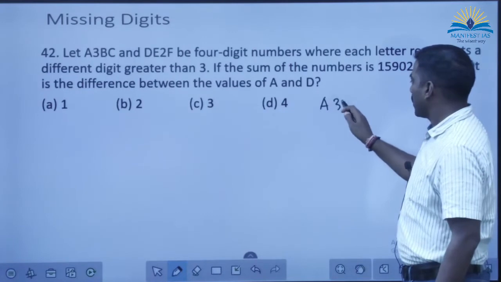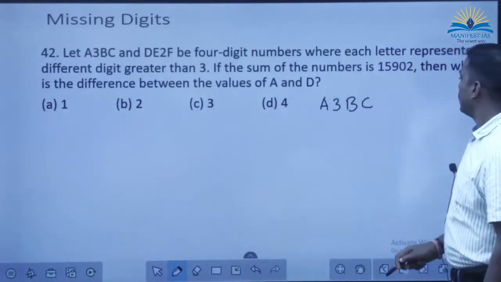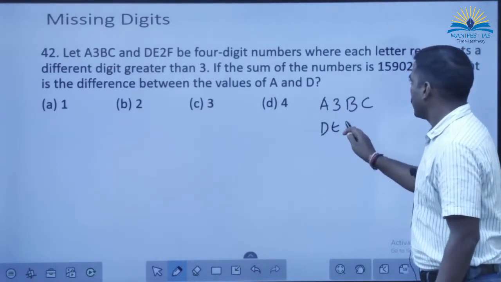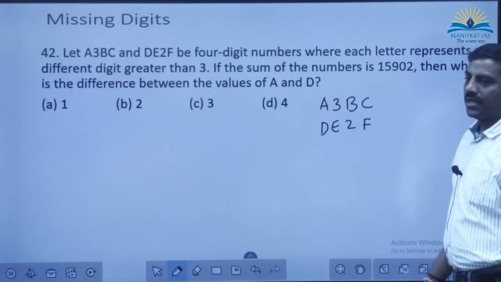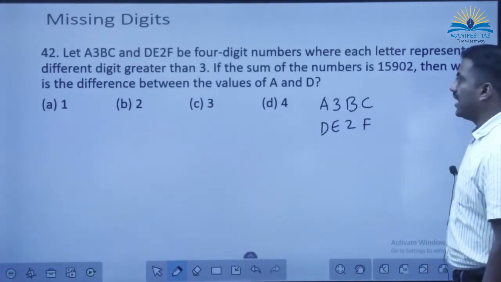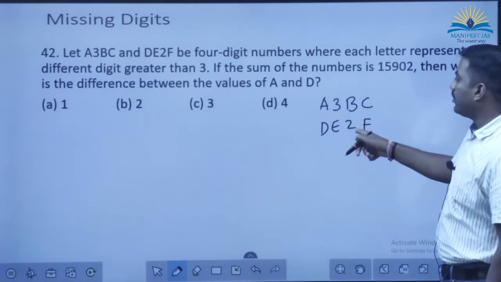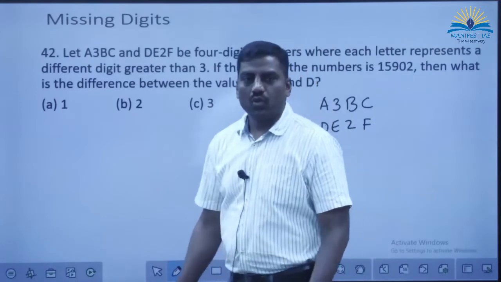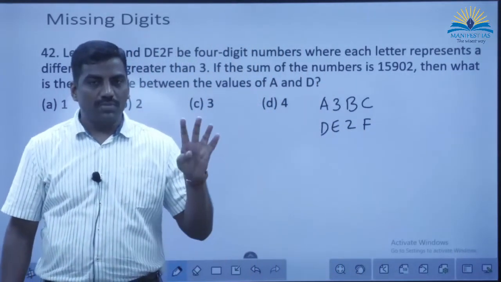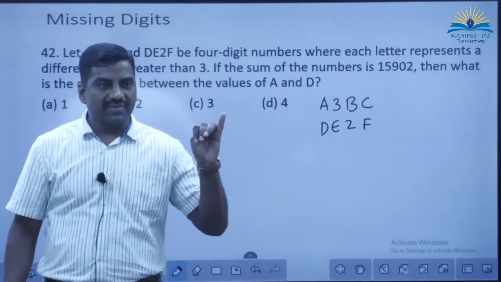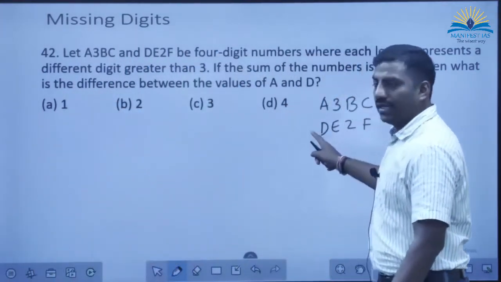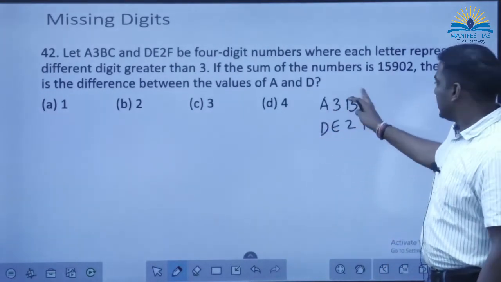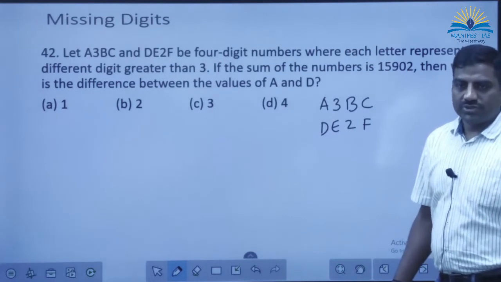A3BC and DE2F, and all other digits are greater than 3. Already we have used 2, we have used 3. All other letters are representing more than 3. That means it can be 4, 5, 6, 7, 8, 9. 6 letters are there and 6 options are there. 2 and 3 are already used.